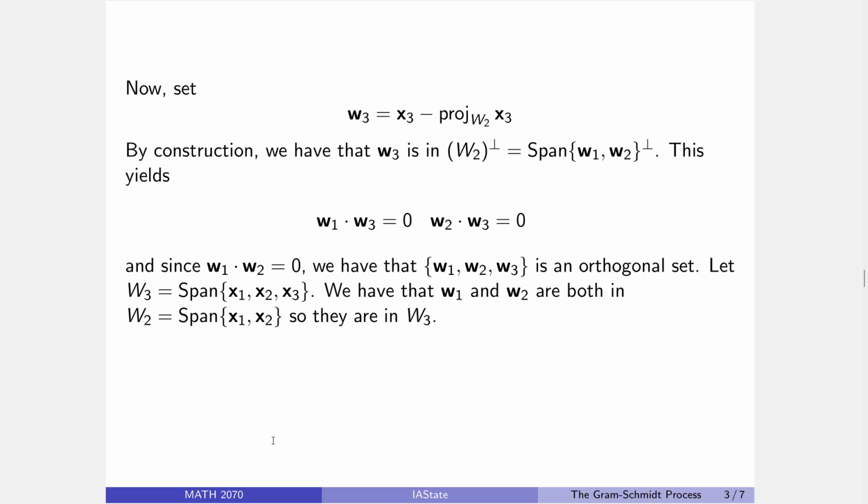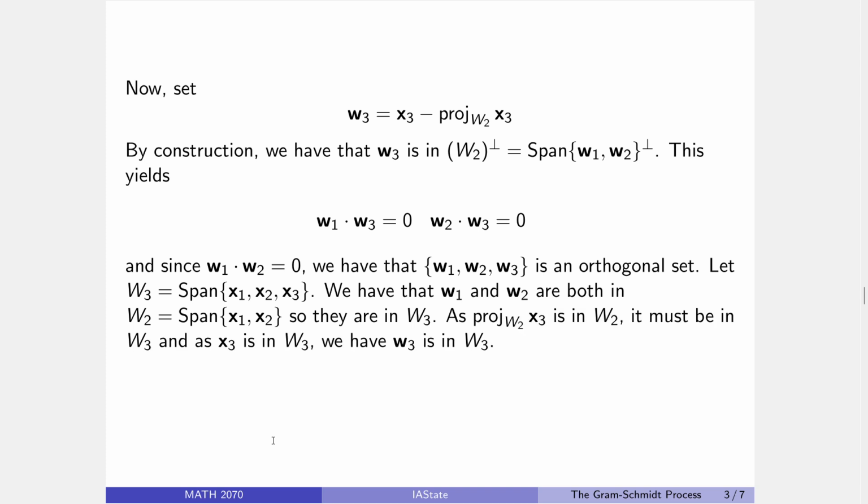Alright, let's say that we actually get that W1 and W2 and W3 span that. Well, W1 and W2 were in big W2, so they have to be in big W3, because big W3 is just extending it by one more element. Alright, so I just need to figure out why little W3 is in big W3. Well, the projection's in W2, so it's in W3.